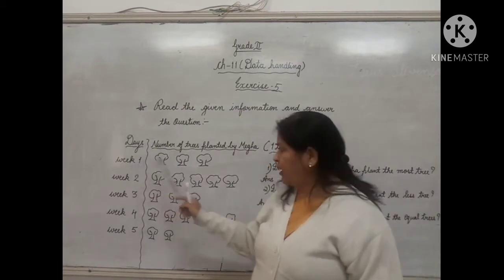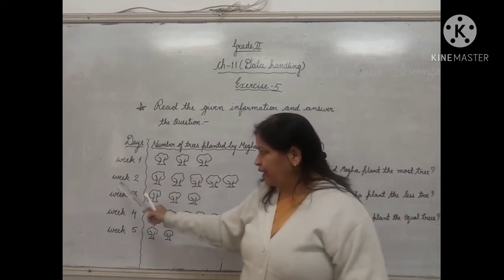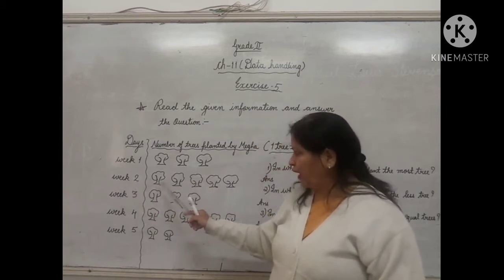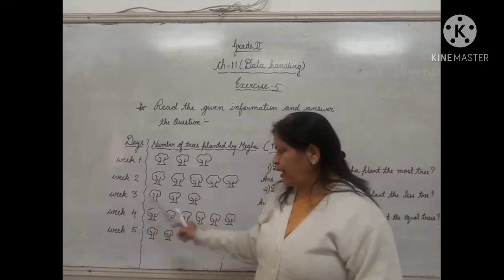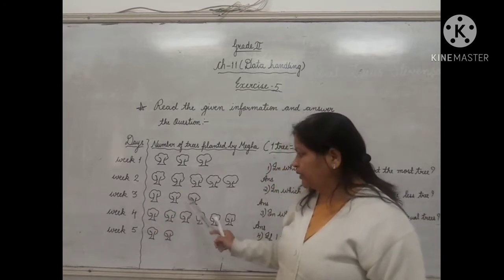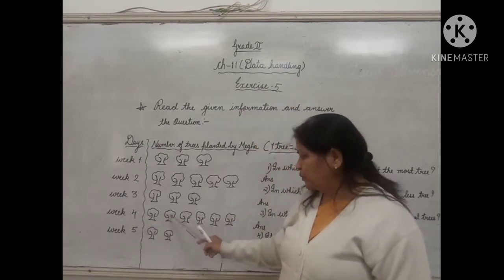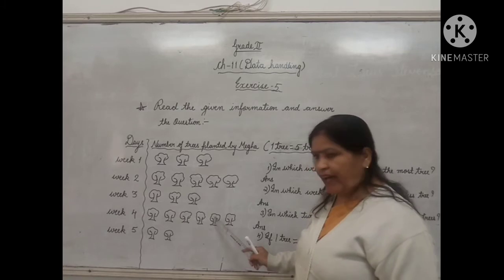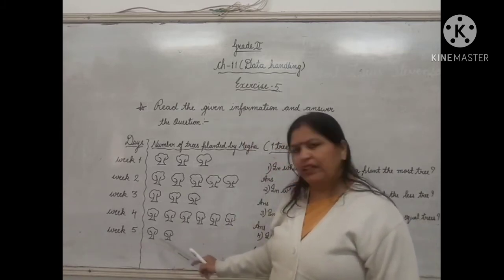Week 1, number of trees 1, 2, 3. In week 2, number of trees 1, 2, 3, 4, 5. In week 3, number of trees 1, 2, 3. In week 4, number of trees 1, 2, 3, 4, 5, 6. In week 5, number of trees 1, 2.